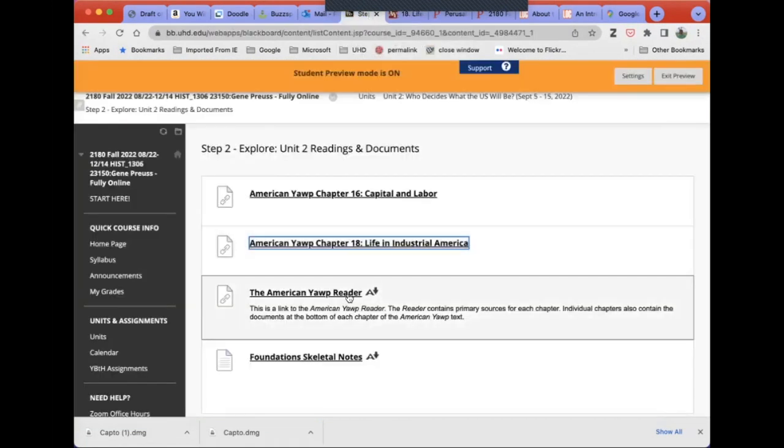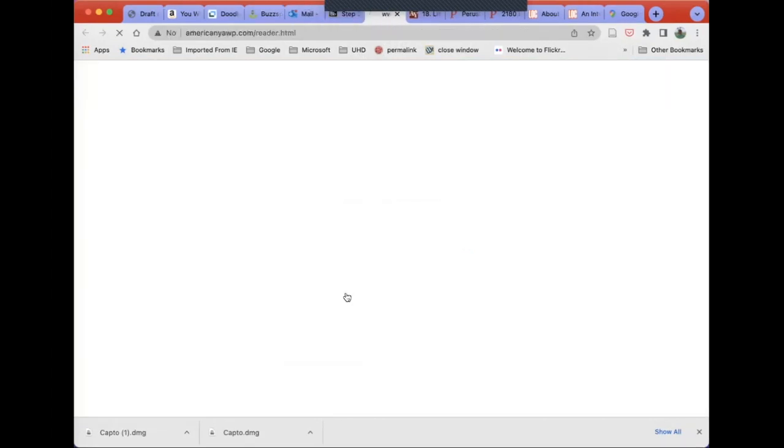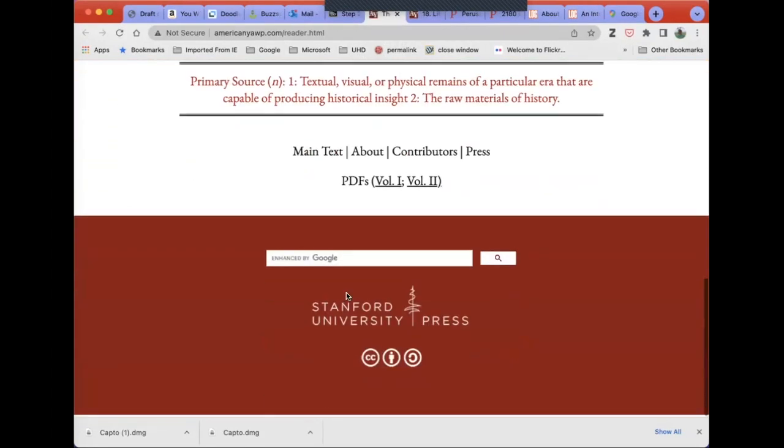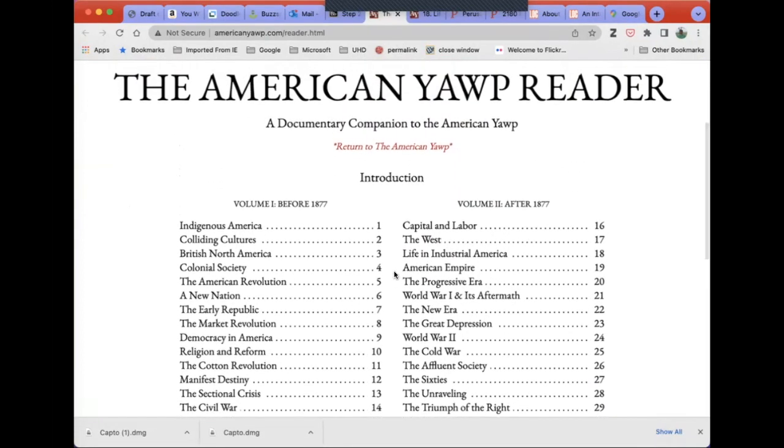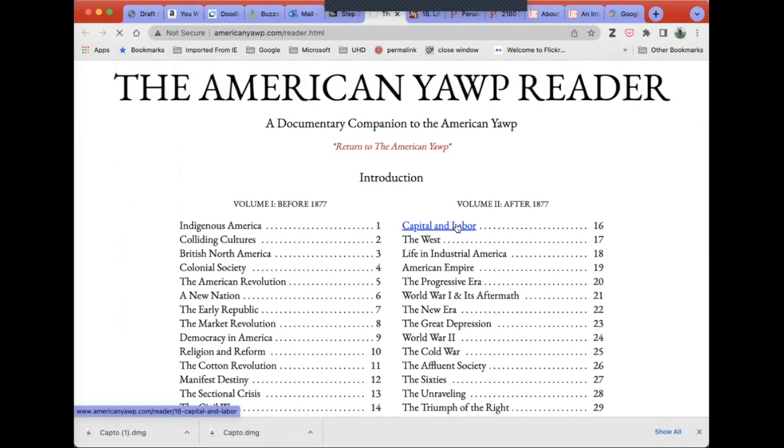You should also know that you have the American Yawp Reader. These are primary sources that go along with each chapter. So you can find your primary sources for chapter 16, chapter 18, and finally chapter 17.